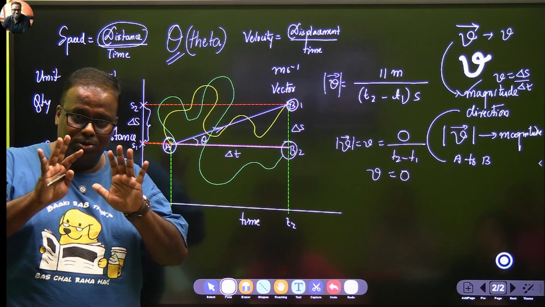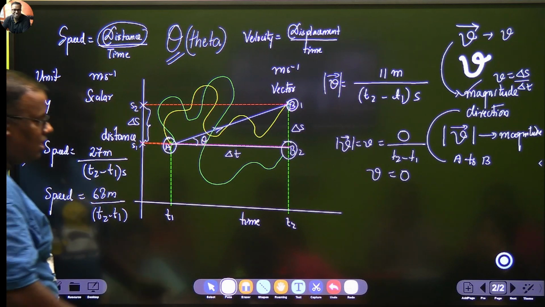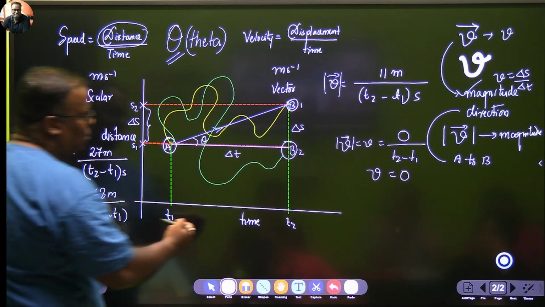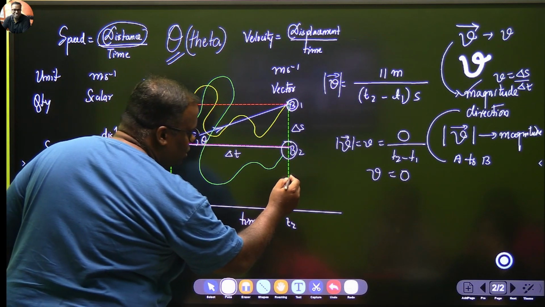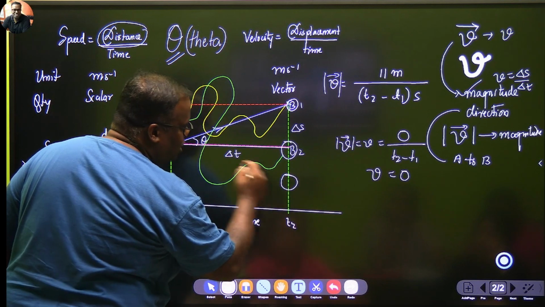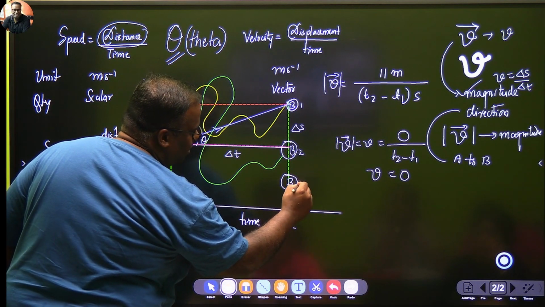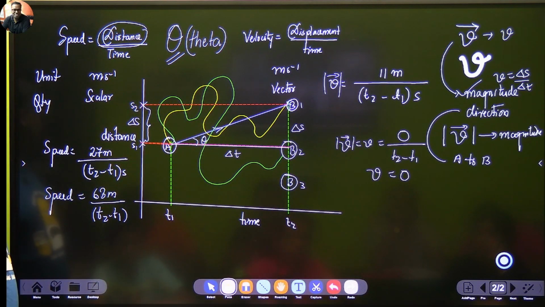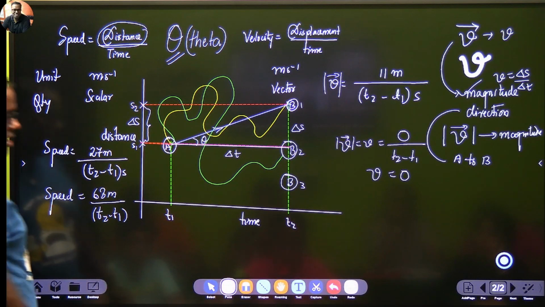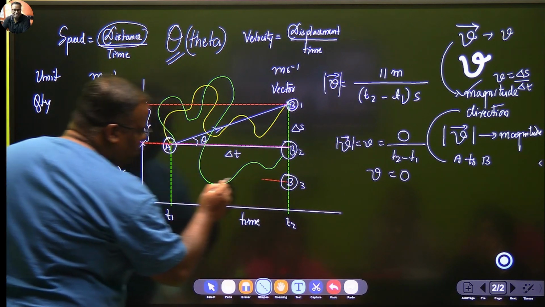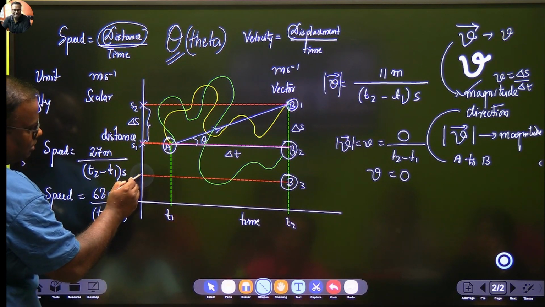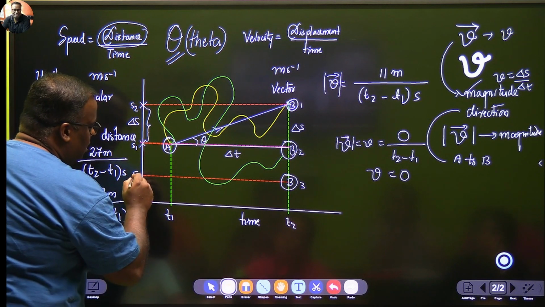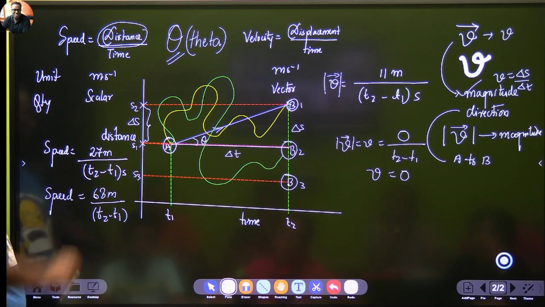Have you understood? Now you should say, there should be a third example also. Say suppose उसका final displacement position यहाँ आ गया, B3. Are you understanding? Now, where is his final position? Somewhere here. This is S3. Don't you think S3 is a smaller value than S1?